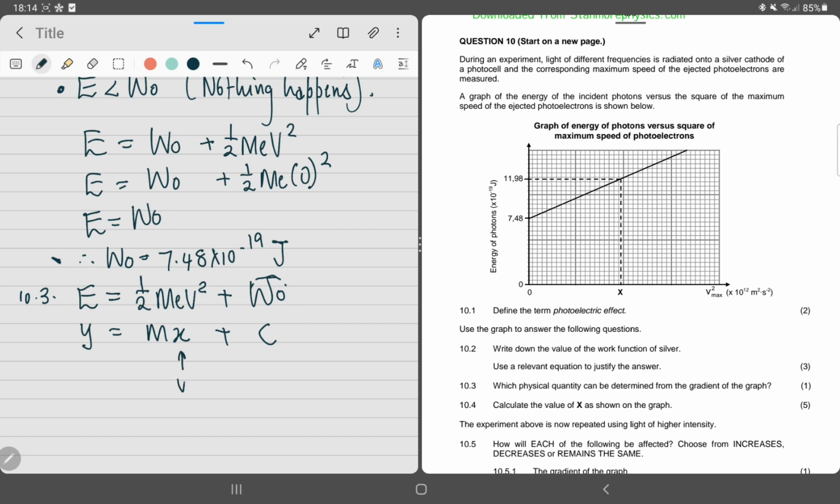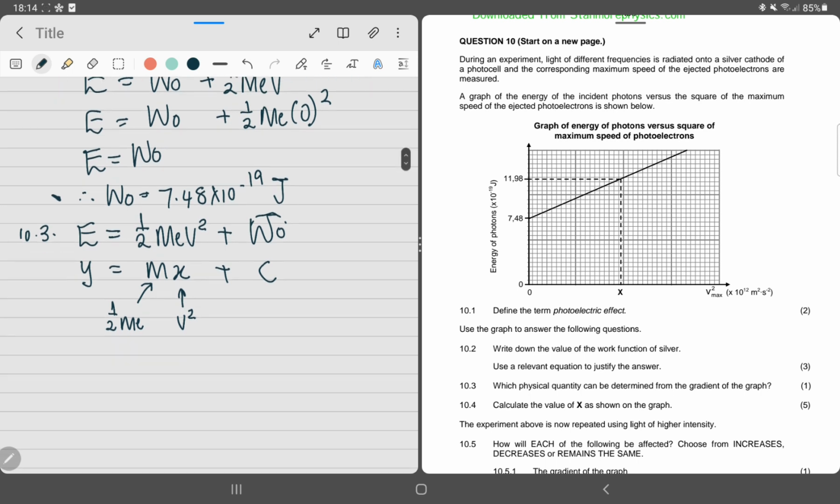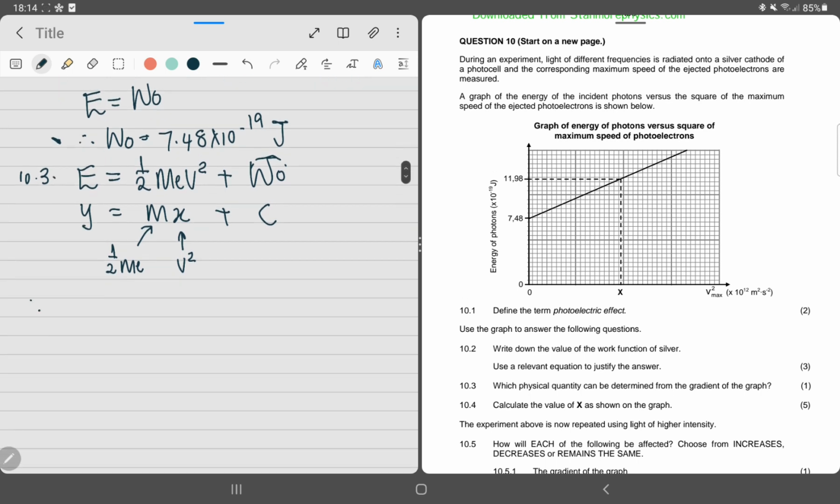On the x-axis, we have v squared. And then the gradient, it means that the gradient should be represented by half the mass of the electron. Therefore, the gradient is half the mass of the electron.